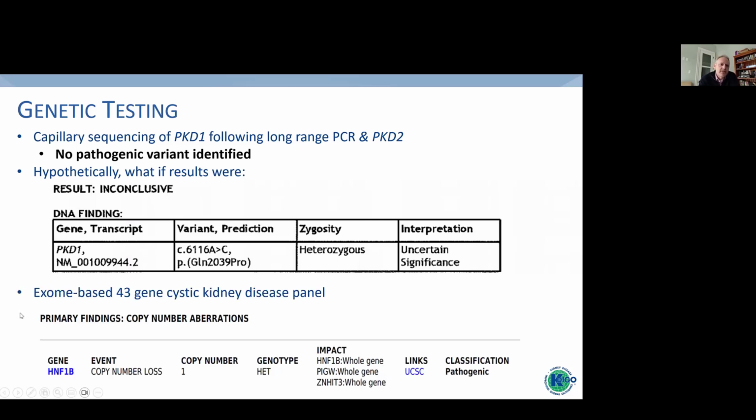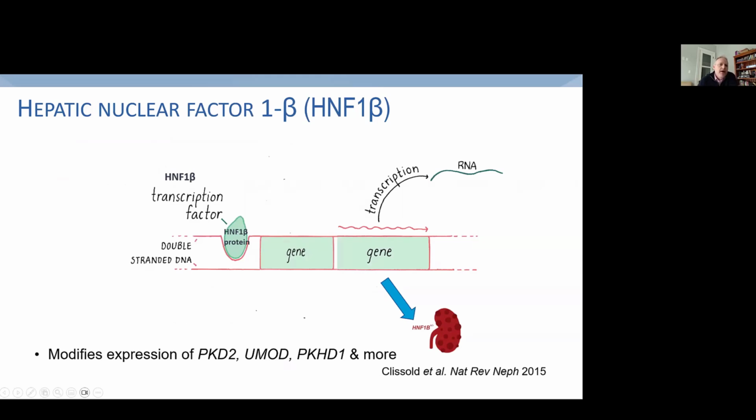In this situation, since the genetic testing was negative, we proceeded to an exome-based gene panel that included 43 genes, which identified a heterozygous whole gene deletion of HNF1 beta, as well as 2 adjacent genes. This was classified as a pathogenic change, given it was a whole gene deletion. Hepatocyte nuclear factor 1 beta, or HNF1 beta, is a transcription factor that binds to and impacts the expression of multiple genes that are involved in cystogenic pathways, including polycystin 2, uromodulin, and PKHD1.